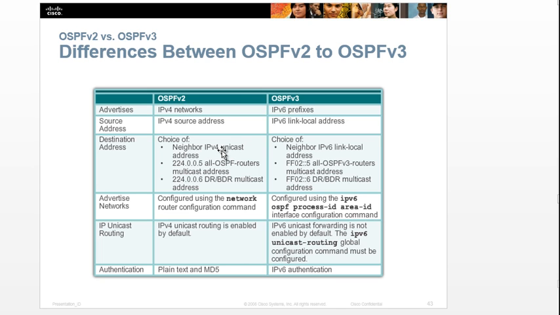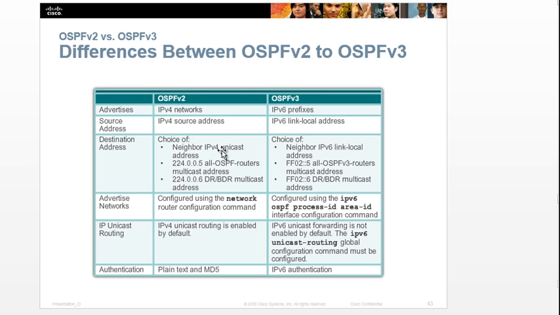Here's where they get a little different. v2 and v3: v2 is for IPv4, v3 is for IPv6. v2 uses an IPv4 source and v3 uses an IPv6 one. Their choices of how to broadcast those are different also because we're going to use multicast 224.0.0.5 in v2. And we're going to use FF02::5 in v3 because, again, we're using IPv6 addresses. The command to view is a little different as well, as you see here.